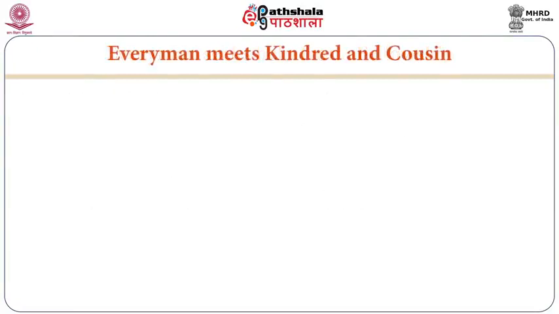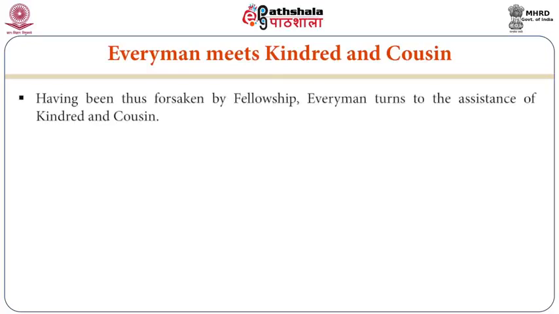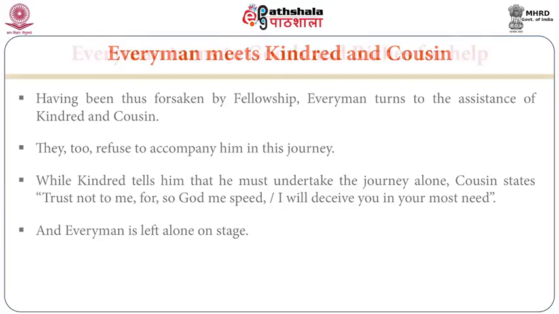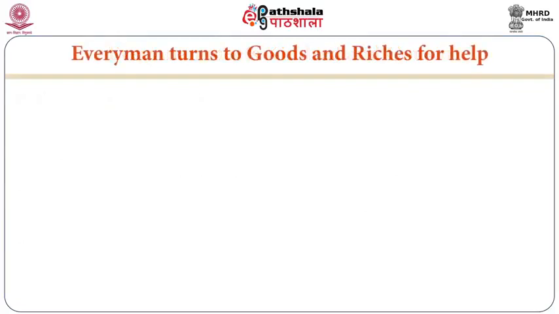Friends, Everyman meets Kindred and Cousin. Having been thus forsaken by Fellowship, Everyman then turns for assistance to Kindred and Cousin. They too refuse to accompany him in this journey. While Kindred tells him that he must undertake the journey alone, Cousin states, "Trust not to me, for so God me speed, I will deceive you in your most need." And Everyman is left alone on the stage. Then Everyman turns to Goods and reaches for help.